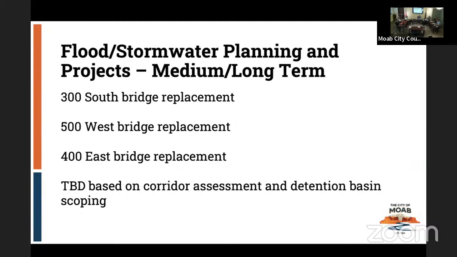In addition to that, we know that we have undersized bridges in this city. It is very evident from everything experienced in the last few major flooding events, particularly the Third South Bridge, the Fifth West Bridge, and the Fourth East Bridge along Mill Creek. They're big ticket items, but they're significant constricting points for the channel, for the creek bed, and we know that we need to address them. So we're really going to start digging into potential funding options and sources for these types of projects. Additionally, larger projects may come out of the corridor assessment process and the detention basin scoping process, but we don't know what those are yet.